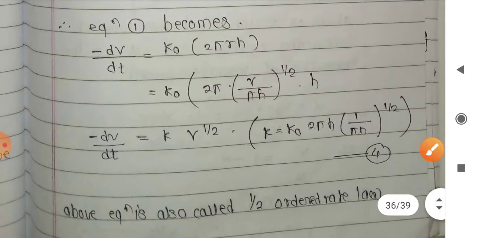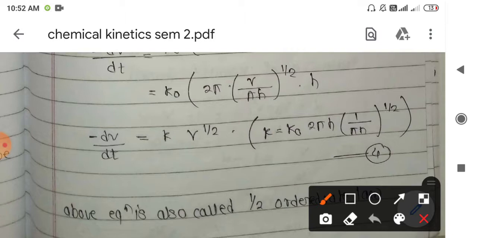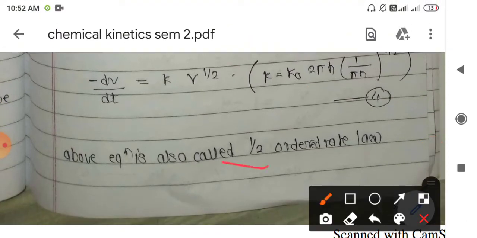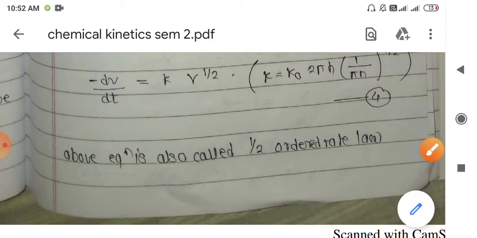So just make the rate law in terms of volume only, that is minus dV upon dt is equal to k into V raised to 1 by 2, where this constant k is k0 into 2 pi h into 1 upon pi h raised to 1 by 2. So this rate law is called what? A half-order reaction, or the 1 by 2 order reaction, because this power has the value of 1 by 2.